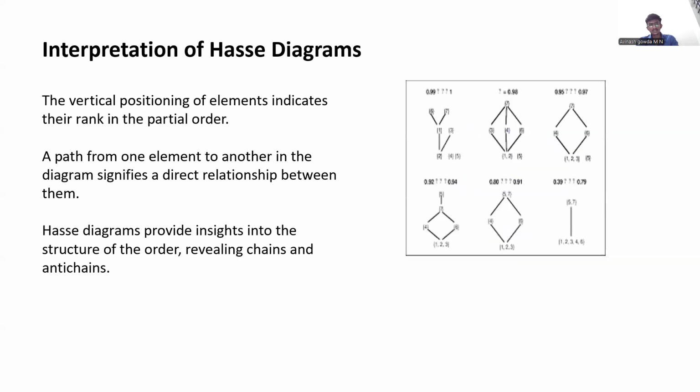Interpretation of Hasse diagrams. The vertical positioning of elements indicates their rank in the partial order. A path from one element to another in the diagram signifies a direct relationship between them. Hasse diagrams provide an insight into the structure of the order, revealing the chains and the antichains.